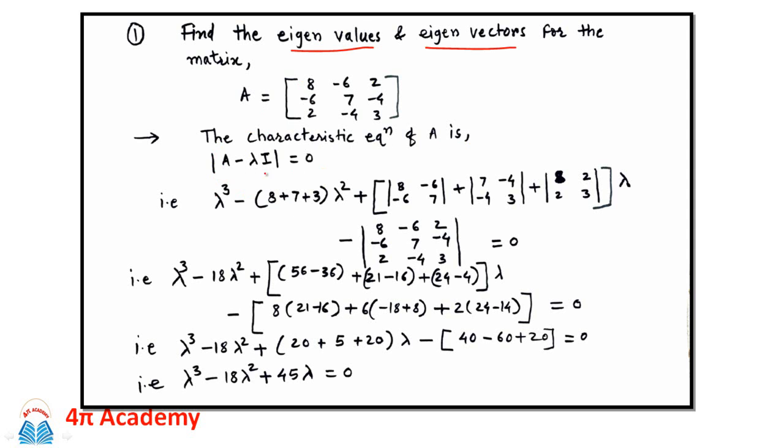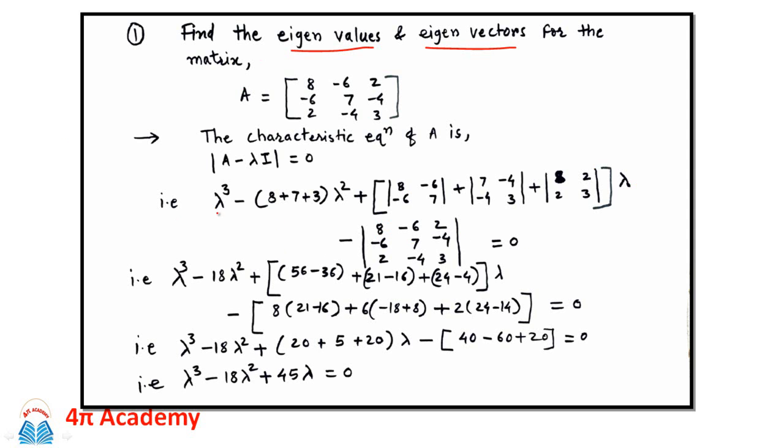Then we have discussed this method, which is lambda cube minus the elements present on the principal diagonal, that is 8 plus 7 plus 3, lambda square, plus the determinant of 8, minus 6, minus 6, 7, plus the determinant of 7, minus 4, minus 4, 3, plus the determinant of 8, 2 and 3, multiplied by lambda, then minus determinant of A, and that should be equal to 0.